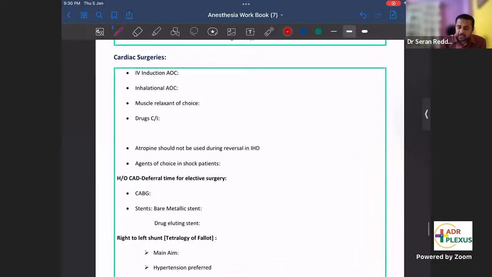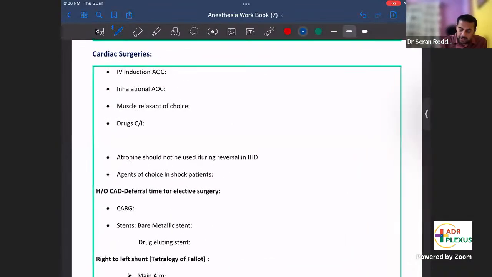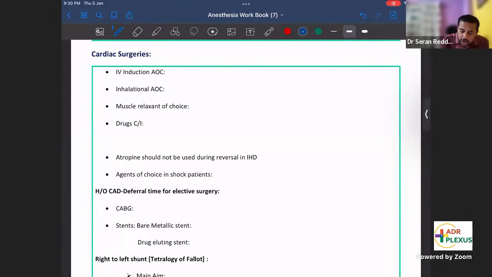So for cardiac surgeries, what is the IV induction agent of choice? It is etomidate because it is the most cardiostable drug. The second favored drug is propofol. Etomidate followed by propofol. And you know, thiopentone causes hypotension and tachycardia, propofol causes hypotension and bradycardia but slightly less, and ketamine causes hypertension and tachycardia.